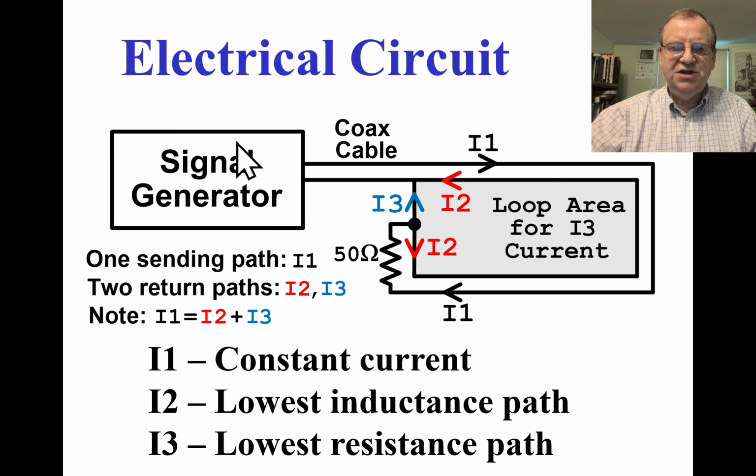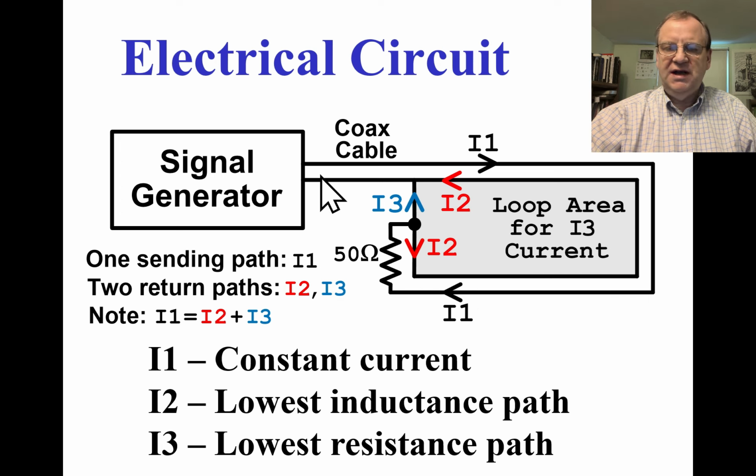It consists of a signal generator that connects to a coaxial cable. Current flows down the center wire of the coaxial cable, that's current I1. It then flows through a 50 ohm resistor, and I have two return paths. I've soldered a thick wire that bypasses the shield of the coaxial cable, that's current I3. So that's a path of much lower resistance, but note this loop area here, it's a path of much larger inductance. Alternately, current can flow through the shield of the coaxial cable, that's current I2, and flow back like so.